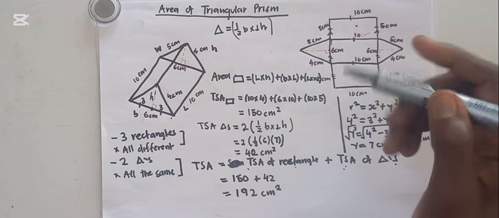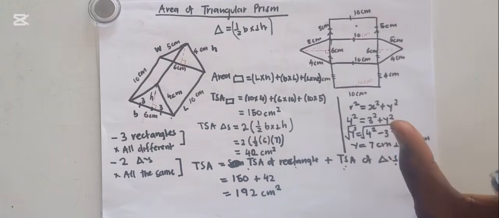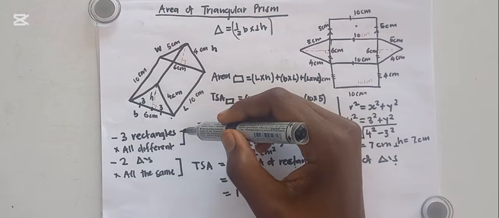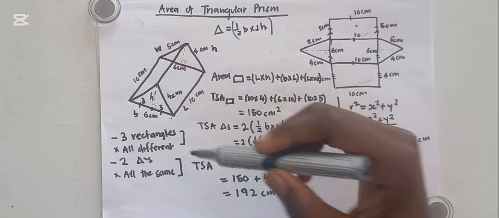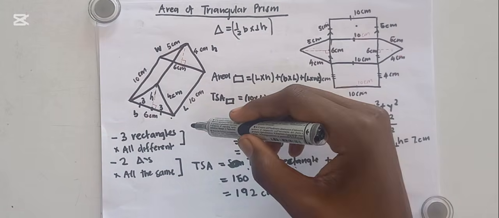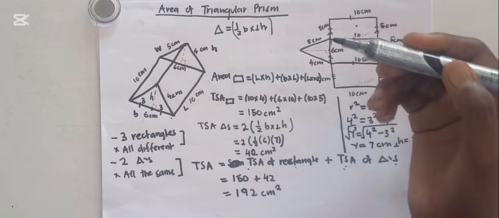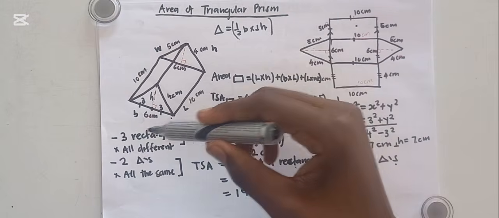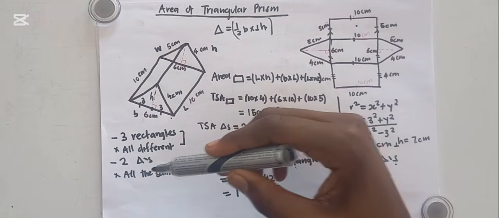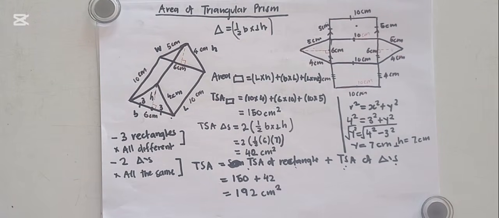What I want you to take away to remember whenever you forget the formula of it, just know that the triangular prism is formed by what? It is formed by 3 different rectangles and 2 same triangles. So to find the total surface area of a triangular prism, find the area of 3 rectangles and find the area of 2 triangles. It's going to be very, very easy for you to find the total surface area of the triangular prism.